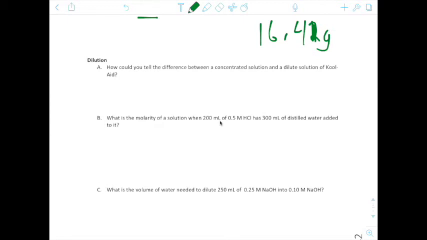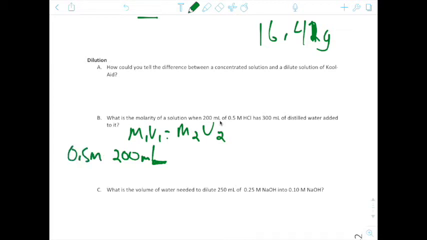B, what is the molarity of a solution when 200 milliliters of 0.5 molar hydrochloric acid has 300 milliliters of distilled water added to it? So our dilution equation is M1V1 equals M2V2. And here, all we got to do is just make sure that our volumes are the same unit. We have 200 milliliters is our volume, and it has a molarity of 0.5 molar.